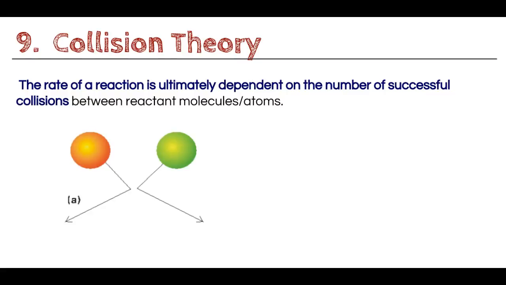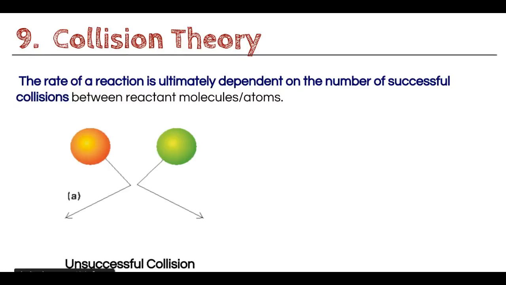So in this first example, I have a red molecule and a green molecule that are coming into contact, they're colliding. But for whatever reason, there's no reaction that happens. They both leave unchanged. And so that we would classify as an unsuccessful collision.